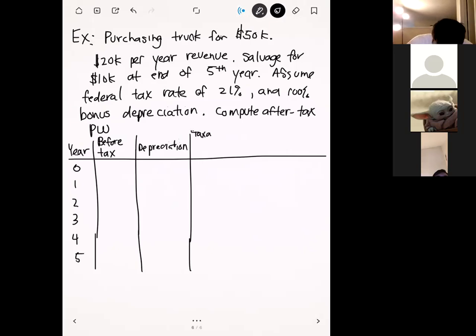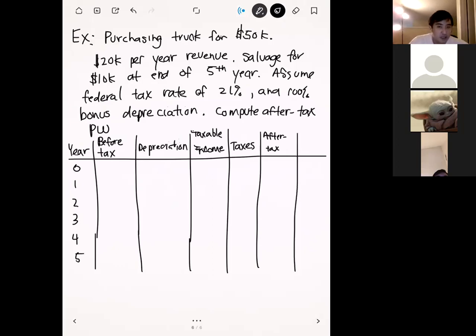Okay. Then once we have those, we can compute how much of our income is going to get taxed, right? Okay. Then we can compute how much taxes we're actually paying. Okay. Then once we subtract the taxes from our revenue, we have our after-tax cash flow. Okay. And then finally, in the last column, we have our book value. Right. And so in year zero, we simply just make the purchase of our truck. And so we have a minus $50,000.